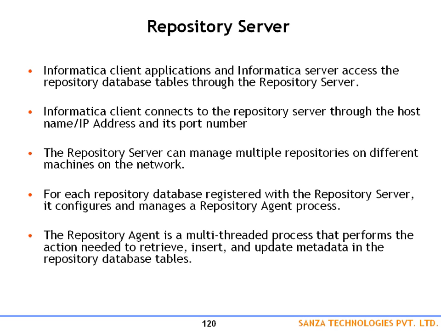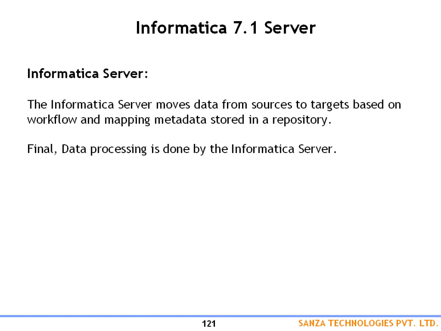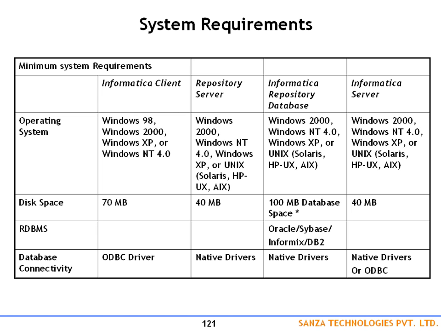But the final data processing of getting the data from the source, transforming the data and loading the data is done by the Informatica server. The key for the Informatica tool is the Informatica server, which does the whole data processing. So this is all about the Informatica 7.1 architecture.